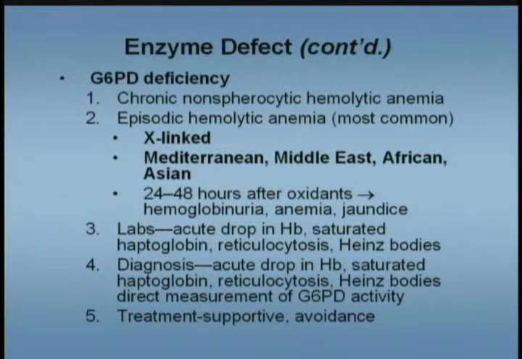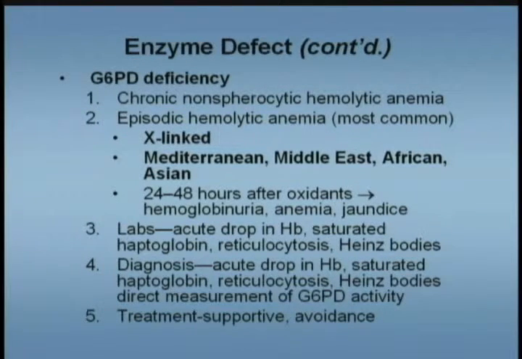G6PD deficiency is X-linked, but also remember location. You have to know geography to do some of these questions. So look for patients that come from Asia or Mediterranean descent, and also look for a patient that has some kind of trigger. Usually patients do fine until they're given something or they're exposed to something, which then triggers the hemolysis. Look for a patient that eats fava beans. That's one of the classics.